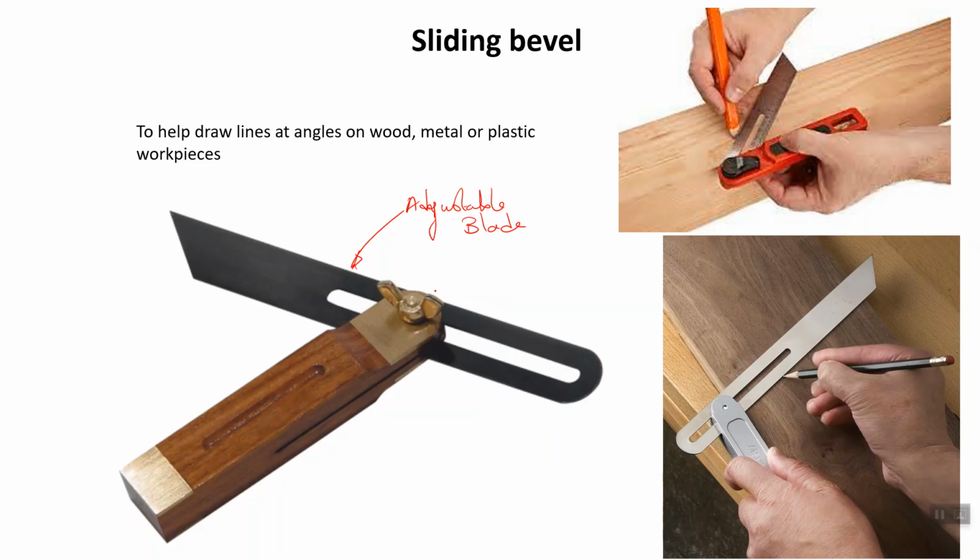It has an adjustable blade which can be adjusted to any angle we want. As you can see here, the blade is adjusted to any angle you want, so you can draw perpendicular lines and parallel lines at any angle. It can be used on metal, plastics, or wood, if you have angles other than 90 degrees or 45 degrees to draw.